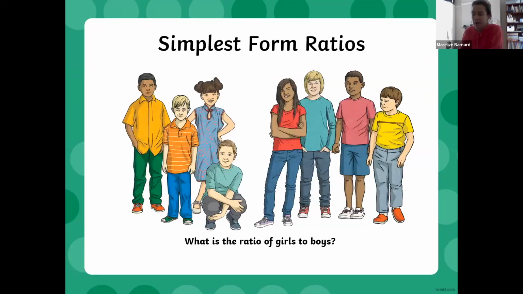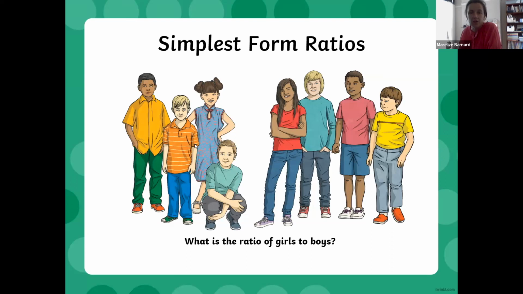Now, when we do ratios, we need to write them in simplest form. So what is the ratio of girls to boys? So first write that ratio down for the picture that's up now. What is the ratio of girls to boys? Just the ratio of girls to boys.